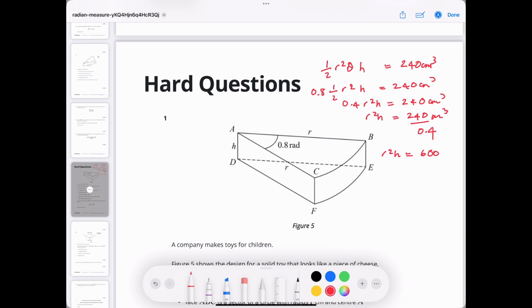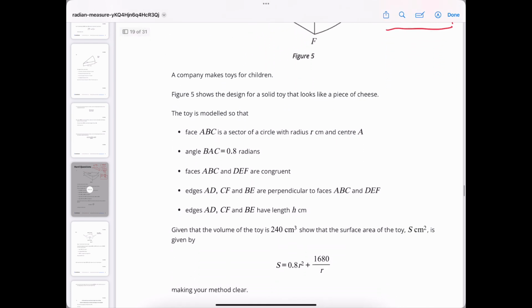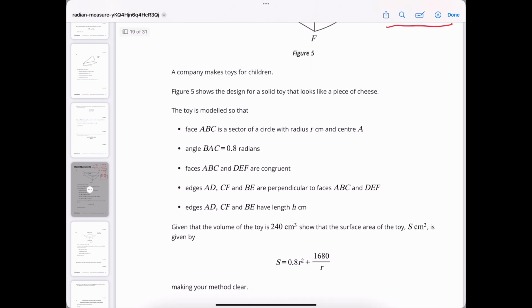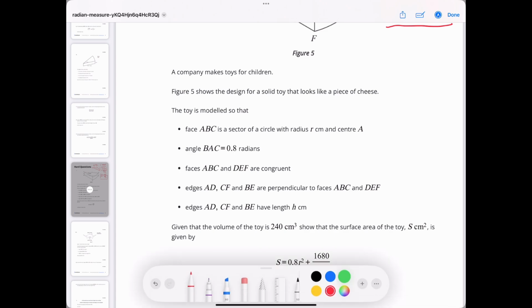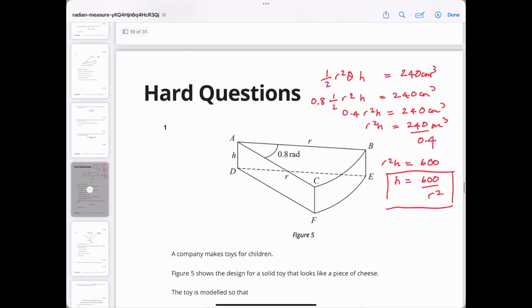And then in order to get everything in terms of r, which I'm going to have to do later, we know that h equals 600 over r squared. So that means we've only got one thing we don't know, r. Right, next, this is not to do with radians, this is just optimization.